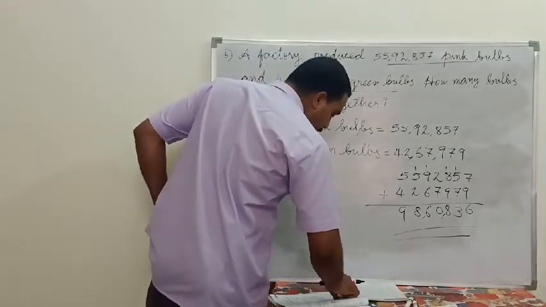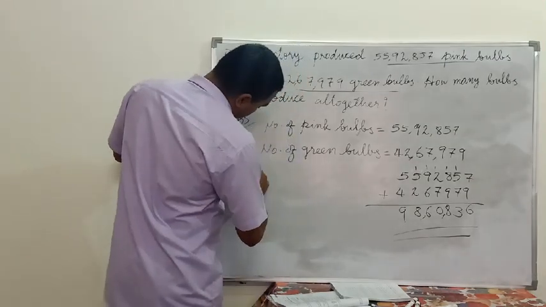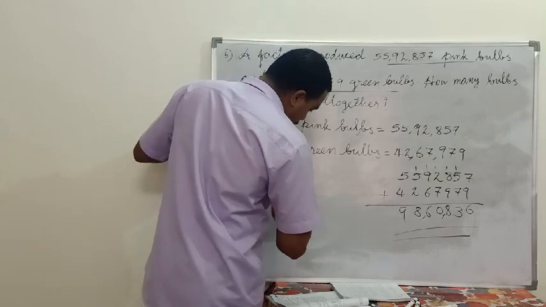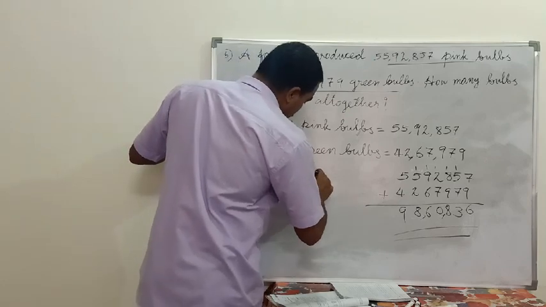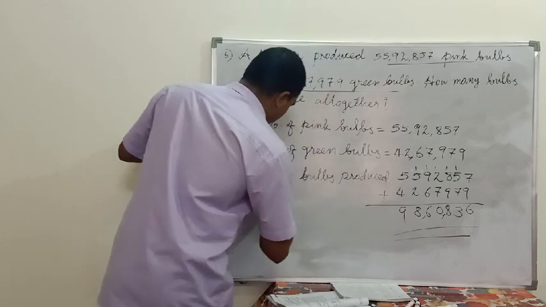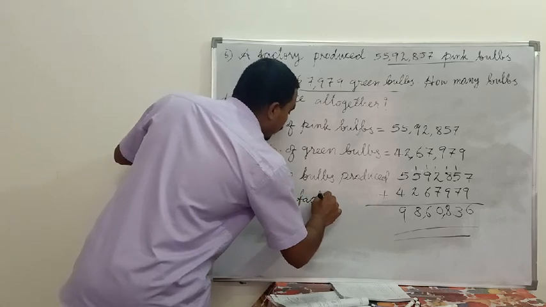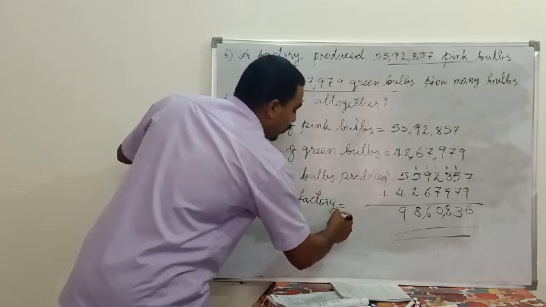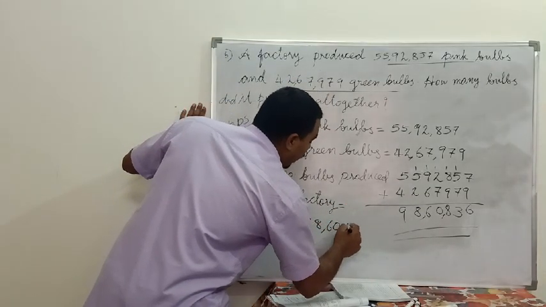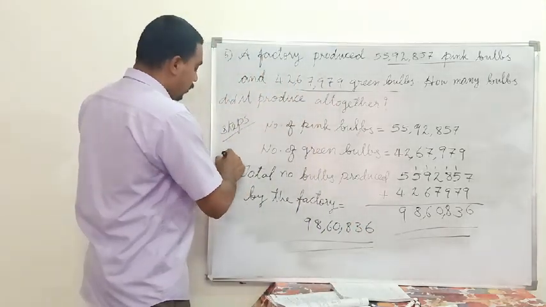So what is the answer? Total number of bulbs produced by the factory is equal to how much? 98,60,836. In this way you have to write the answer.